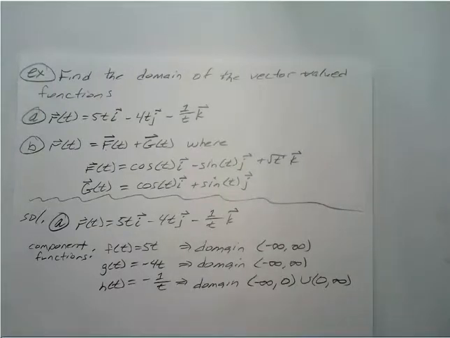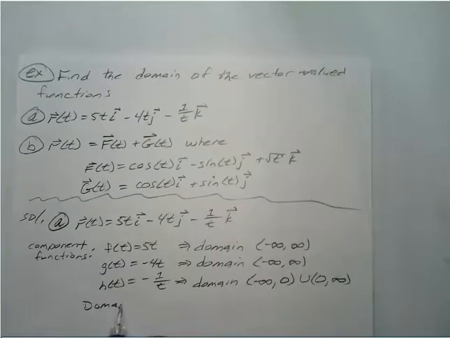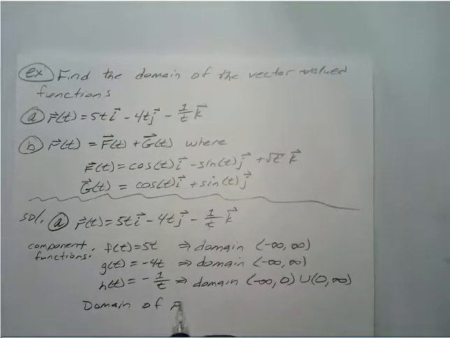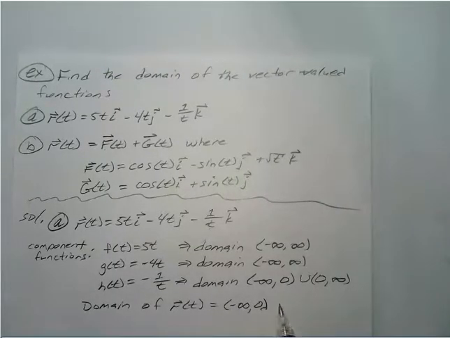Now, we know that all three of these can't have the domain of negative infinity to infinity, all because of this last one. The only domain that works for all three is this very last one. So whatever domain works for all three is the domain we have to pick. That means your domain of r of t is negative infinity to 0 and 0 to infinity.